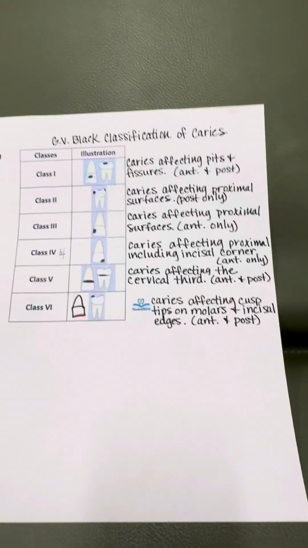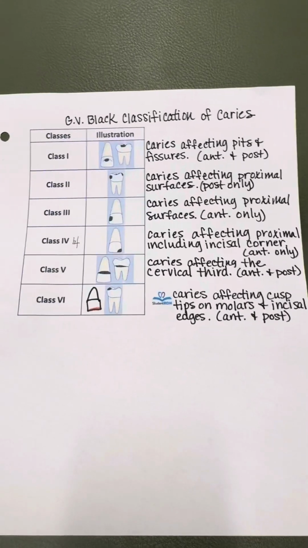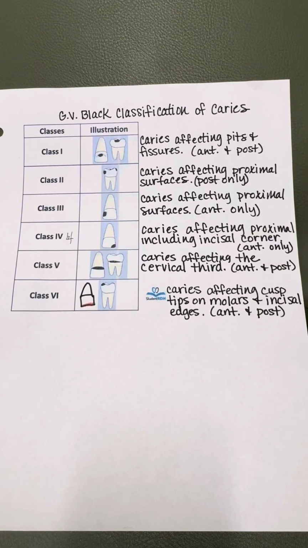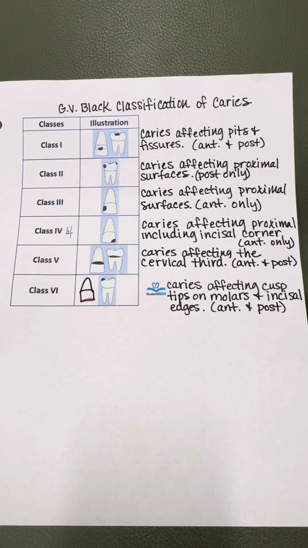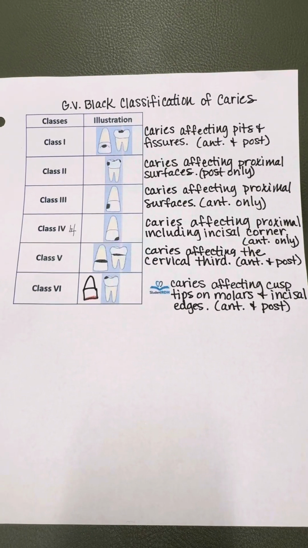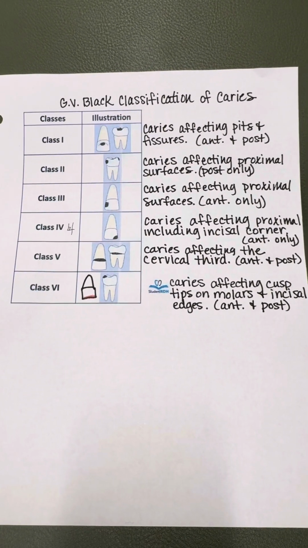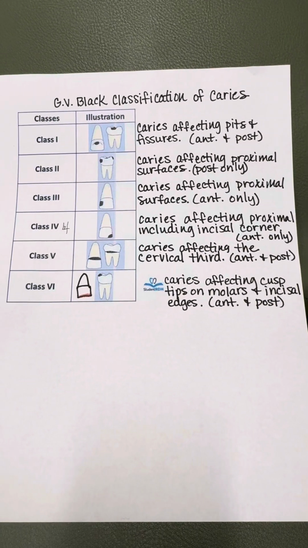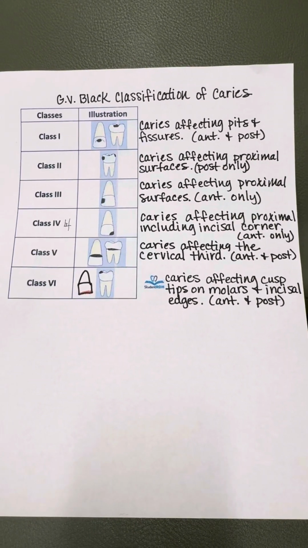Okay, so those are your GV Black classifications of caries. They are used every day in the dentist office for filing insurance and for documenting what the patient is having done. So if you have any questions, just ask me, okay?